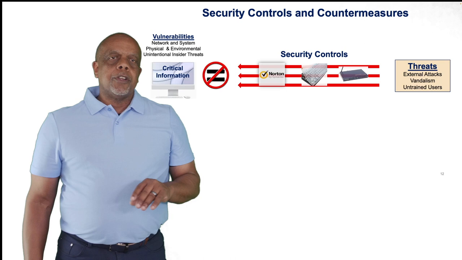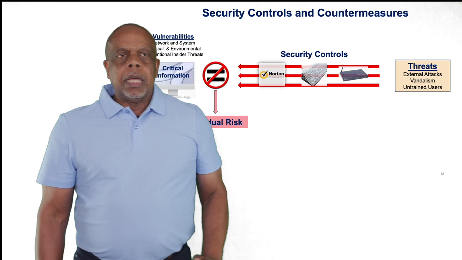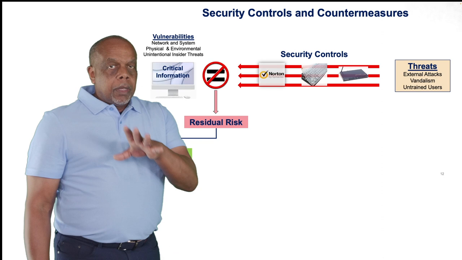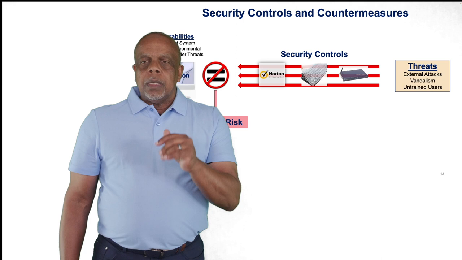So then what happens? You have residual risk. This is after I've applied my controls. This is the amount of risk that's left over. Okay, we've put everything in place, but you know what? There's still some level of vulnerability there. And that's where the ISO, the information system owner, that's where your C-suite, your CISO, your CIO makes that decision. Do we accept that risk?